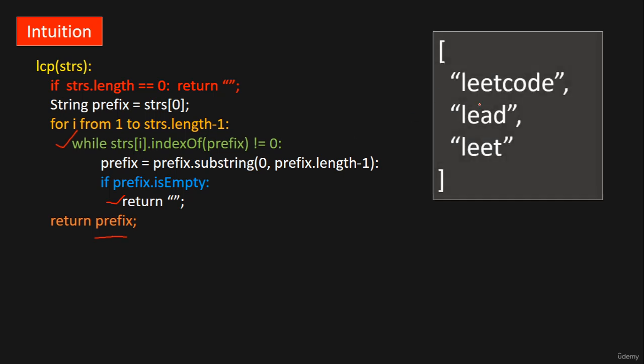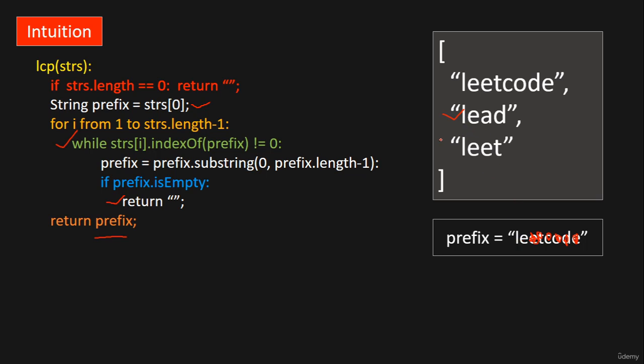For example, if you're given this array of strings LeetCode, lead and lit, here we're going to assume LeetCode is the prefix. Then we have here the string lead. Now we're going to run a loop from this string. Now we're going to check, does LeetCode start at index 0? We see no. So let's remove the last character. Does this string start at index 0 in the string lead? No. So let's remove the last character and so on. So let's remove here. Now at this point, we see that LE starts at index 0.